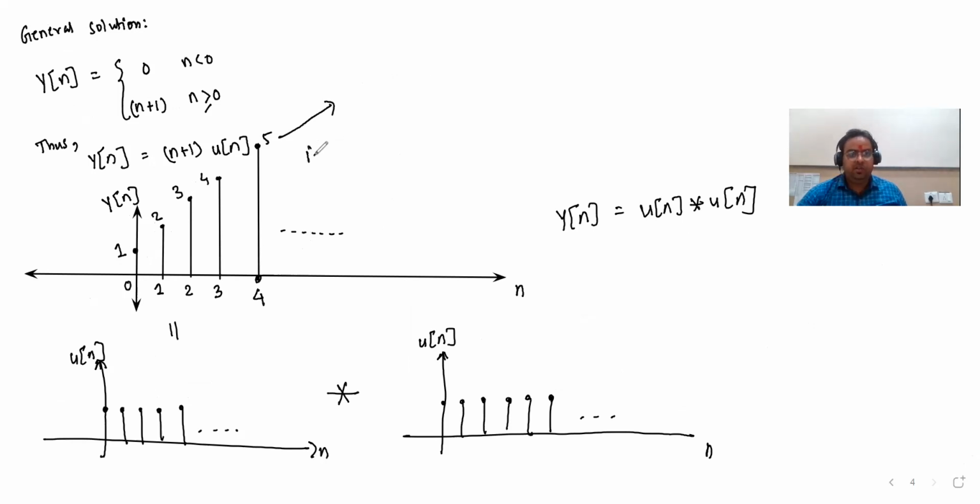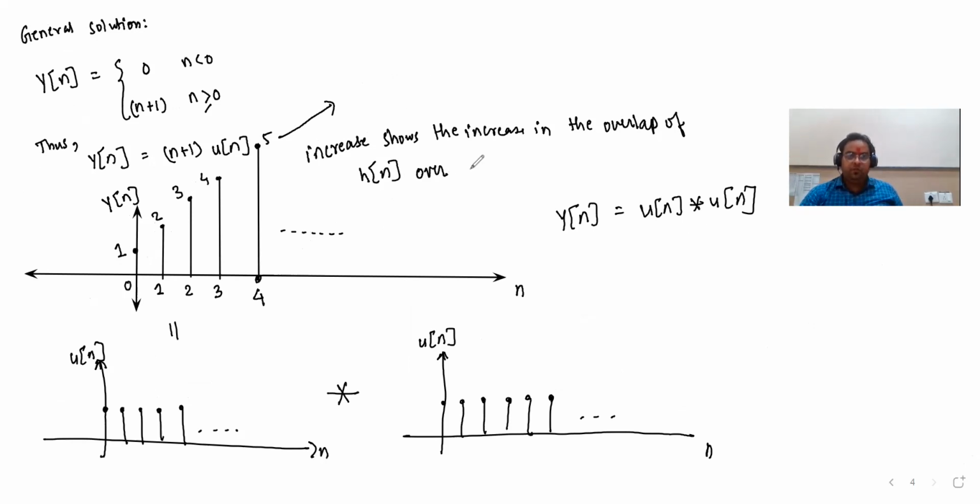This increase shows the increase in the overlap of, let's say, h of n over x of n, where both of them happen to be unit step signals only. Okay, that is essentially what is happening.